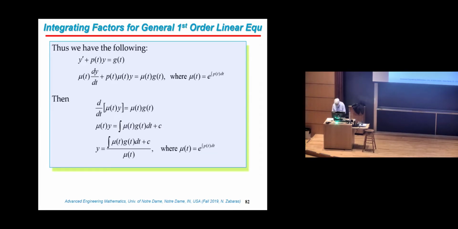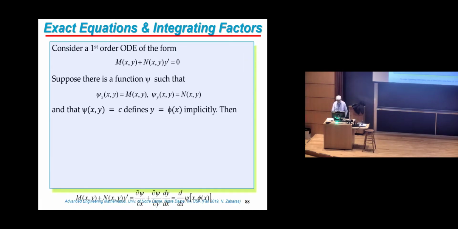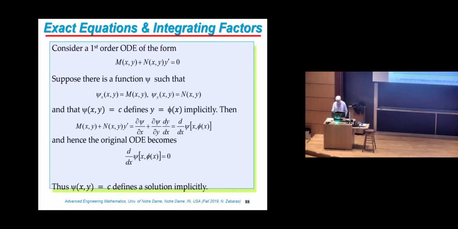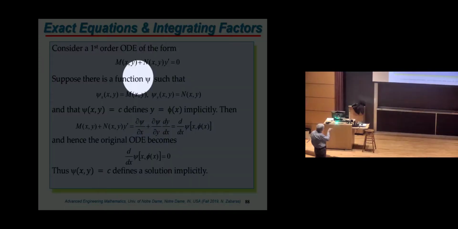Okay, so let me jump and go to this nice equation. Let me put everything up. All right, so we're going to extend this idea of integrating factors to a little bit more complicated scenario. Let's suppose we have a first order ordinary equation that looks like that: M, a function of x and y, plus N, a function of x and y, times y prime, equal to 0.